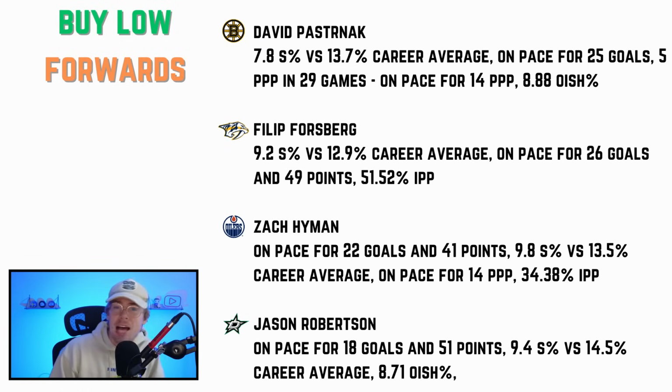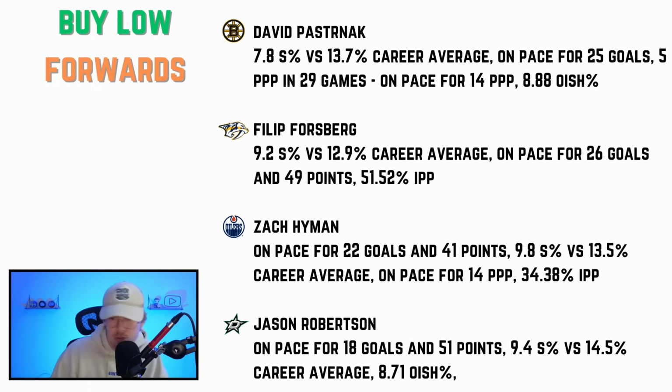You can also see that Pastrnak is on pace for only 25 goals, guys. Pastrnak is not a 25 goal scorer, and a big problem for the Bruins has been their terrible power play. With this, he has 5 power play points in 29 games, which puts him on a power play point pace of 14 points. That is not sustainable, guys. And one last thing here as well, he has a pretty low on-ice shooting percentage, so it's not only him that cannot finish, but his line mates as well. If his line mates start to bounce back, this is going to help Pastrnak.